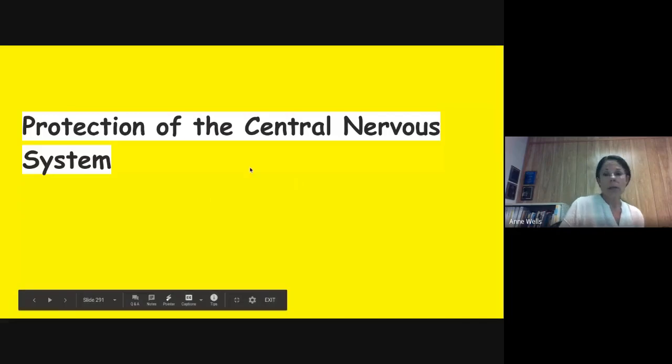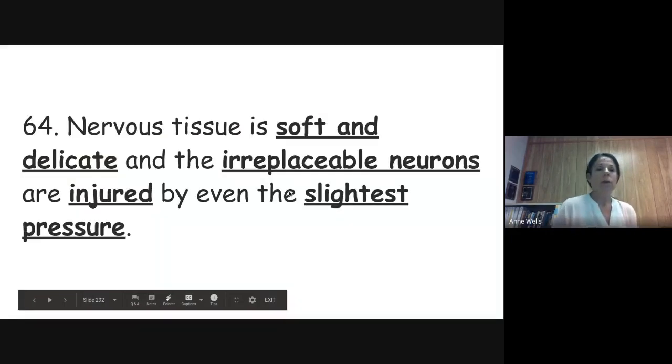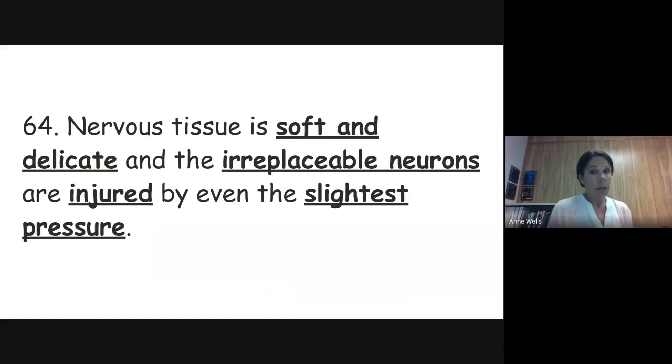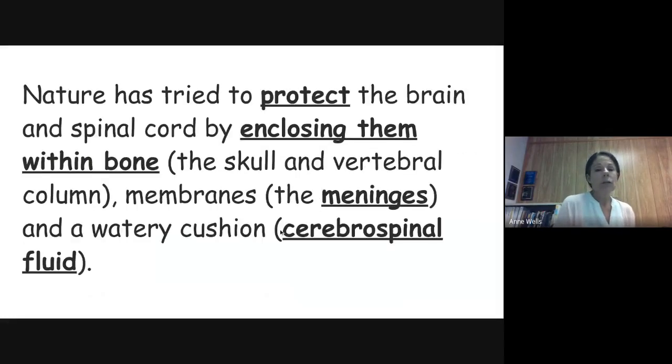All right, now let's take a look at how we can protect our central nervous system. Note number 64, nervous tissue is soft and delicate, and the irreplaceable neurons are injured by even the slightest pressure. And remember, they don't divide by mitosis, as we already talked about, so once they're gone, they're gone.